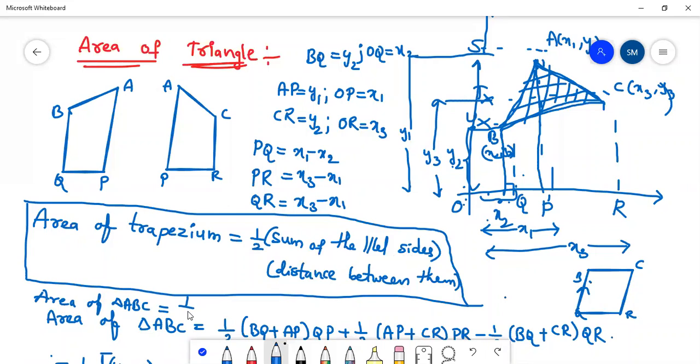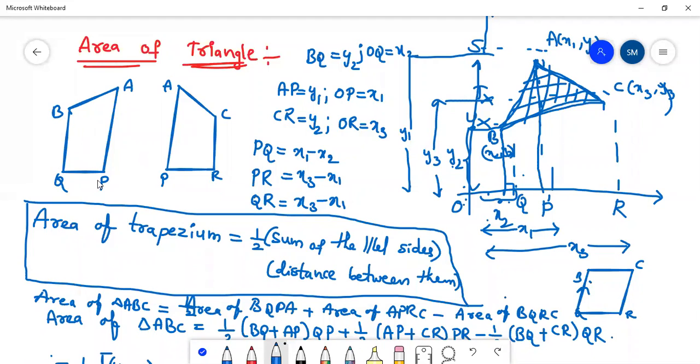Here, how to find the area of the triangle ABC: the area of triangle ABC is equal to half into the area of trapezium BQPA plus the area of trapezium APRC minus the area of trapezium BQRC. From this, we can write from the formula of the trapezium BQPA.